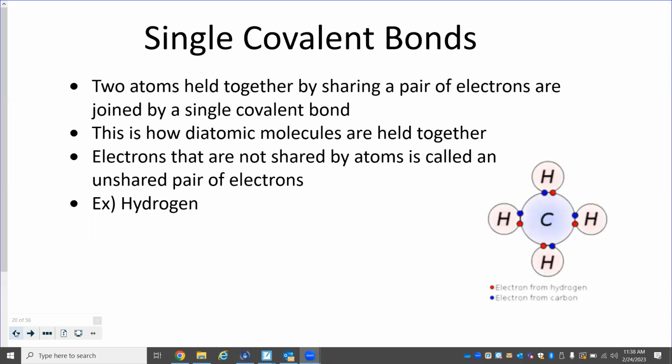So the first thing that's going to form is a single covalent bond. This is the most common one we come across. This is where 2 atoms are held together by sharing a single pair of electrons. That is considered a single covalent bond. This is how a lot of our diatomic molecules are held together. So diatomic molecules are all sharing electrons. The diatomic molecules that are single covalently bonded together are hydrogen and the halogens.